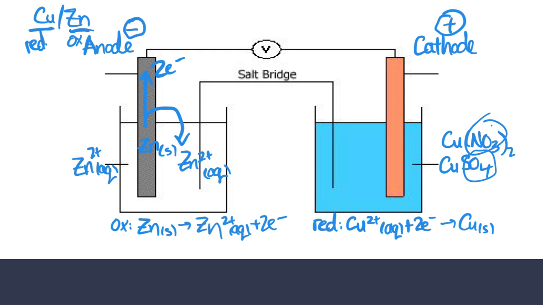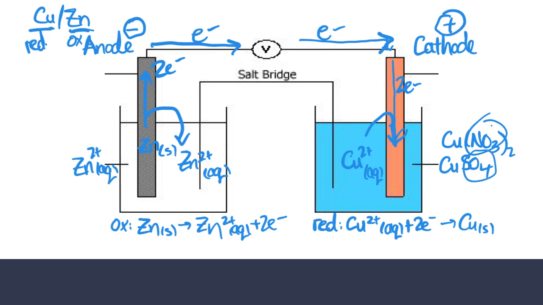Once this oxidation half reaction has happened, these 2 electrons flow through the voltmeter and flow through to the cathode. Now, it's important that you draw in the arrows to show the direction of electron flow. And so we're just going to even label it that it's an electron flow. And then the 2 electrons are coming down in through here. And in the reduction half cell, we have copper 2 plus ions, and it's going to pick up the 2 electrons to create solid copper.